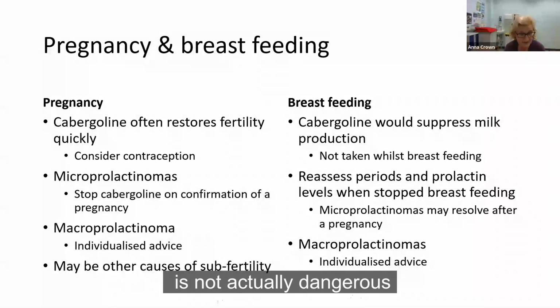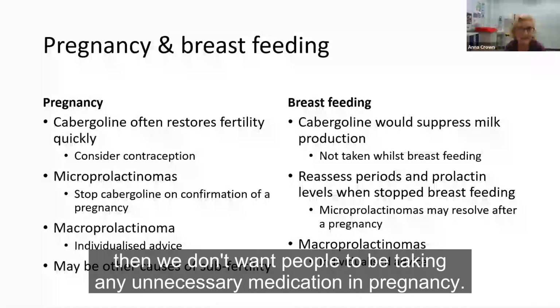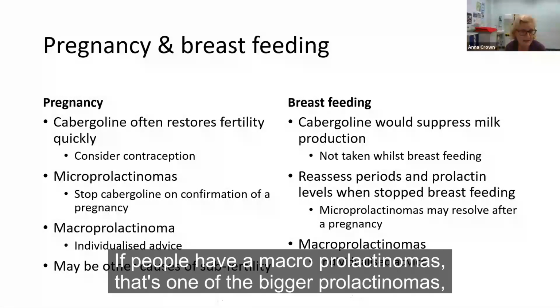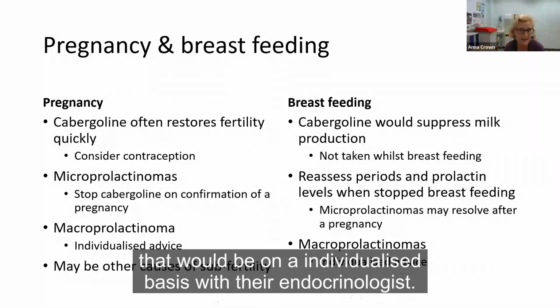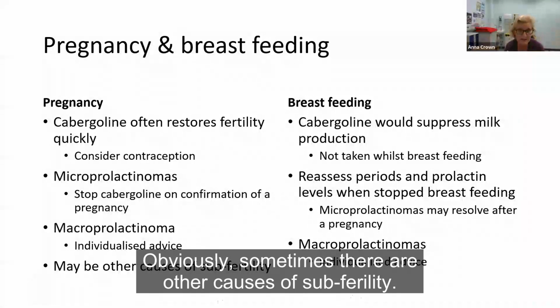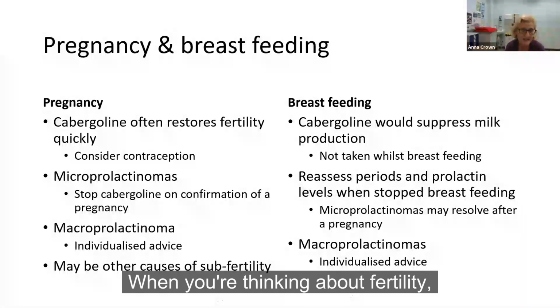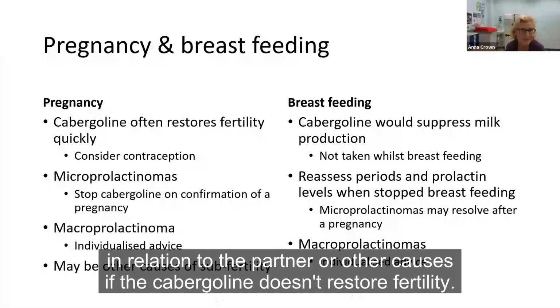Cabergoline is not actually dangerous in pregnancy, but obviously if a drug is not needed in pregnancy, then we don't want people to be taking any unnecessary medication in pregnancy. If people have a macroprolactinoma, so that's one of the bigger prolactinomas, then in relation to pregnancy and advice about treatment, that would be on an individualized basis with their endocrinologist. And obviously, sometimes there are other causes of subfertility. So, when you're thinking about fertility, hyperprolactinaemia may be one cause in the woman, but one always has to think about causes in relation to the partner or other causes if the cabergoline doesn't restore fertility.